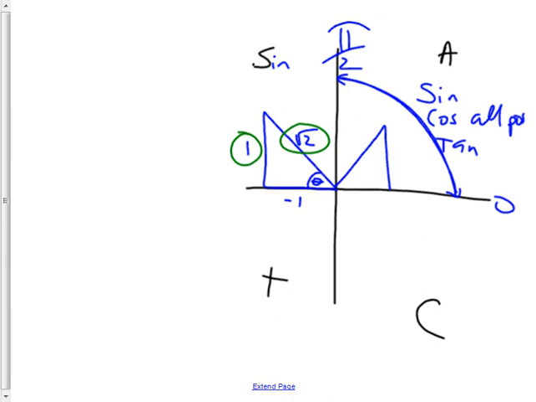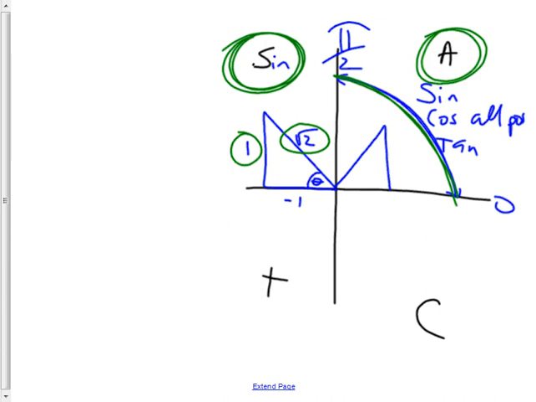So all of them are positive in this zone. Only sine is positive in this zone between pi over 2 and pi. This one's pi, right? Why? Because if I do cosine, I'm going to use a negative number, right? And if I use tangent, I'll have to use the negative number again. Tangent is opposite over adjacent, right?